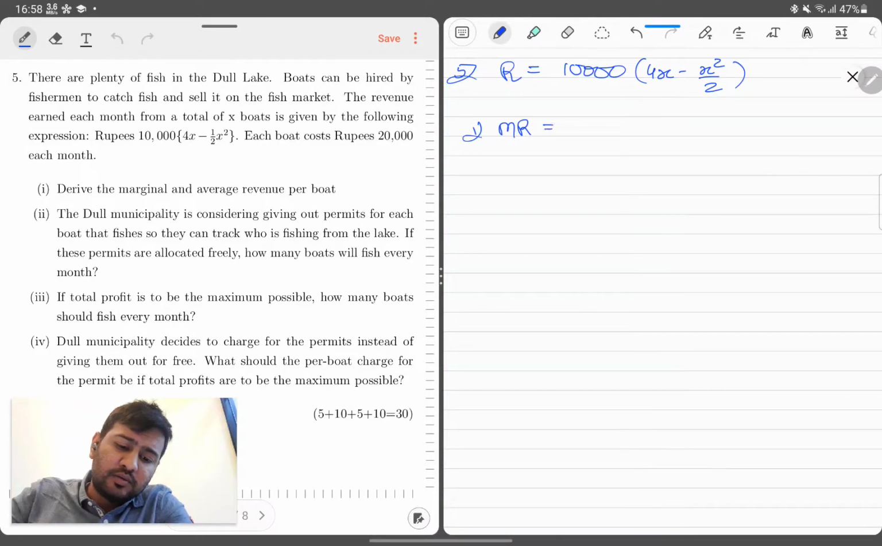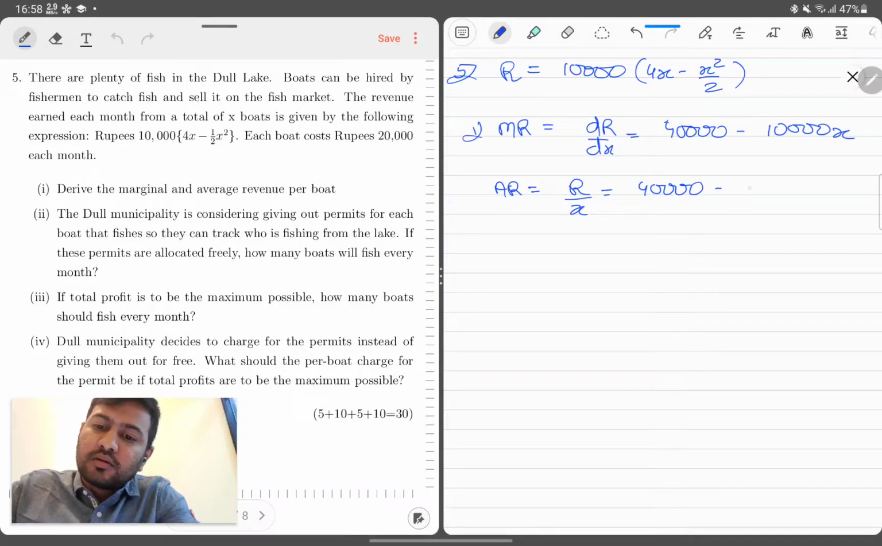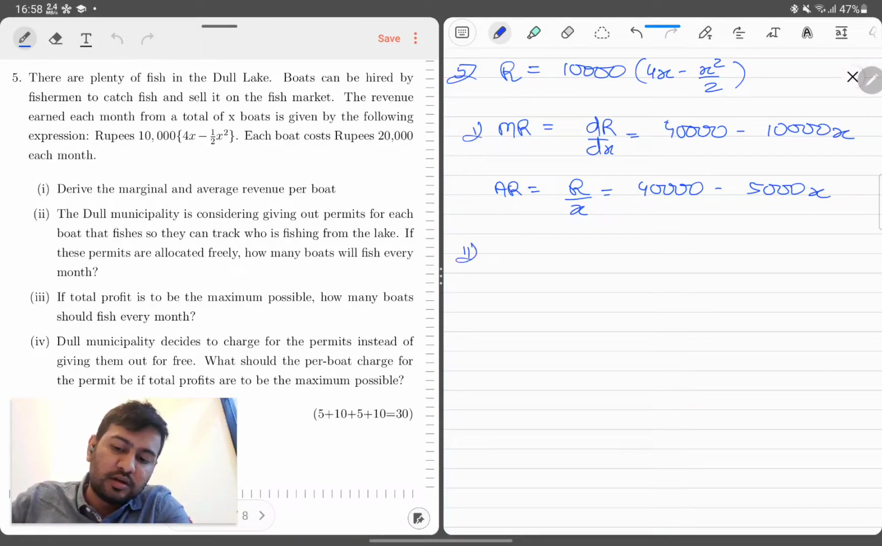Okay, so the first part, we have to just find the marginal and the average revenue. So marginal revenue is equal to dR by dx, which is going to be 40,000 minus 10,000x, and average revenue is equal to R upon x, so that's going to be 40,000 minus 5,000x. Okay, so that's part 1.